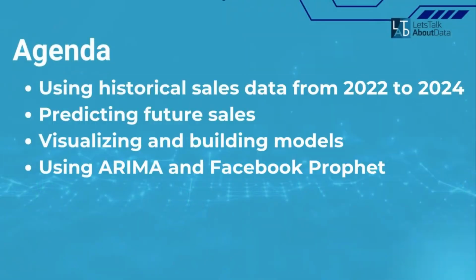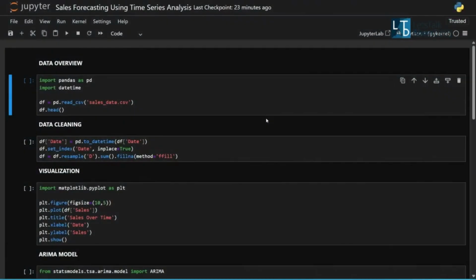We're going to use historical sales data from 2022 to 2024 to predict future sales. You'll learn how to visualize trends and build forecasting models using ARIMA and Facebook Prophet. Our dataset contains daily sales from January 2022 to December 2024. It has 2 columns, date and sales. Each row shows the total sales for that day.